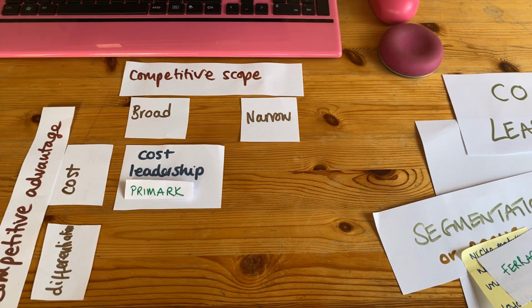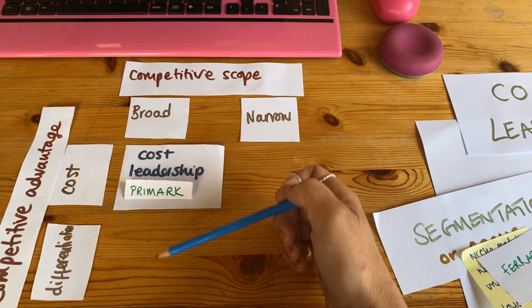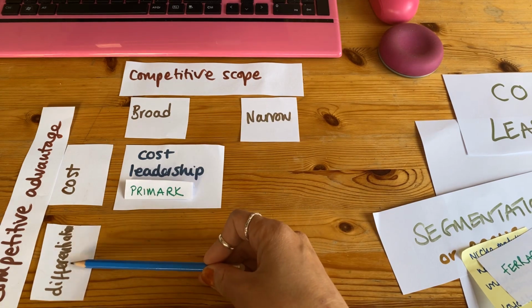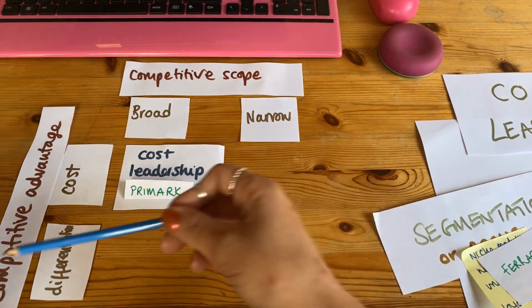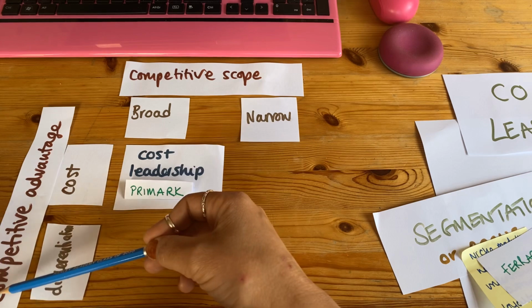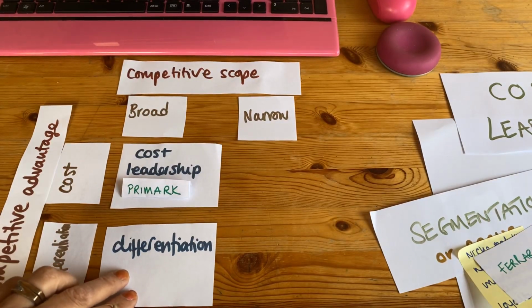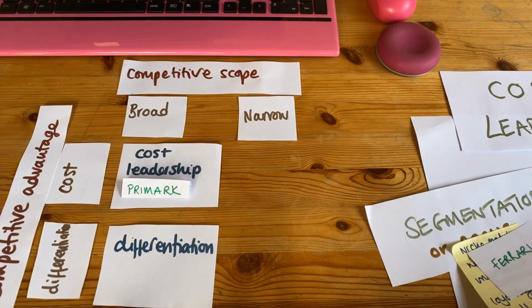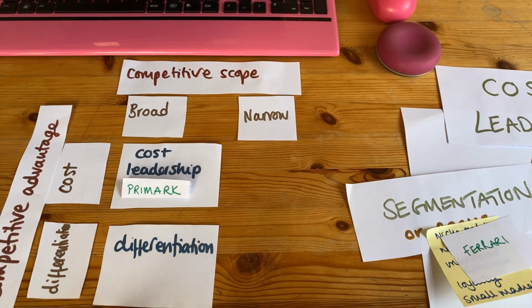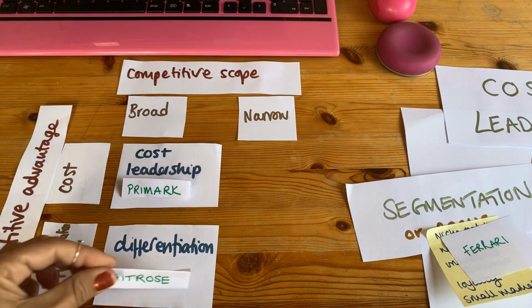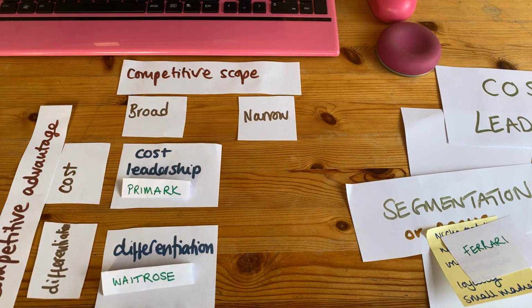Okay, staying in the mass market then, if you're focusing on differentiation as your strategy, in terms of how you're going to achieve a competitive advantage in a mass market, you might decide to go for something like Waitrose with their good quality service and strong branding.